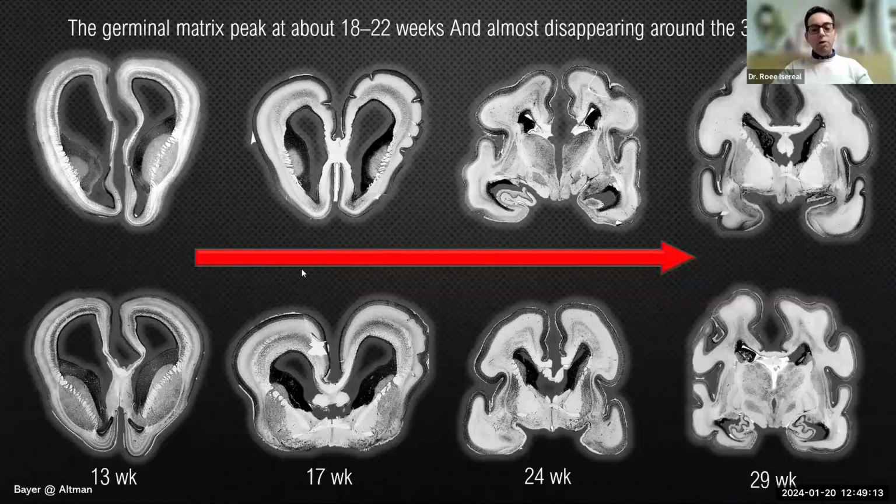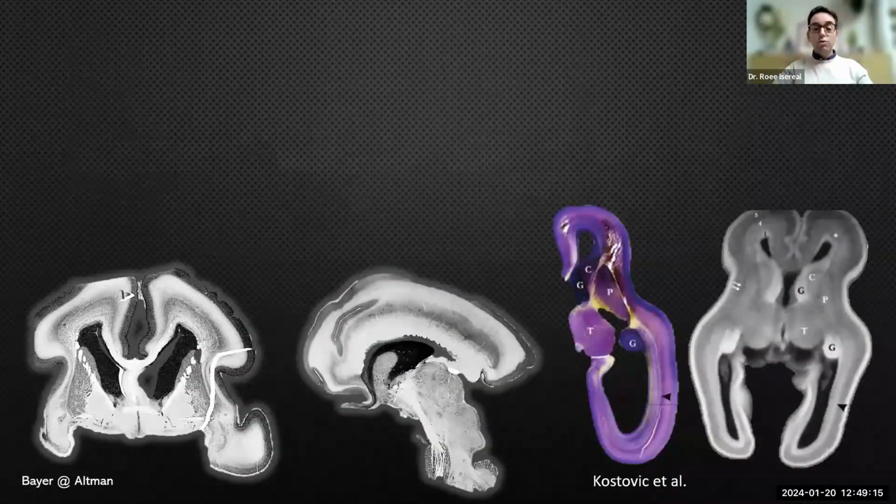Now, a very important point for us as people who are doing ultrasound to remember is that both on the histological staining and also on the MRI, and these are images from one of the fantastic papers by the group from Zagreb, by Kostovic, you can see that on the MRI, this is a post-mortem MRI, but also in vivo MRI, and the histological staining, you can clearly differentiate between the different basal ganglia, the putamen, the thalamus, and the head of the caudate, and differentiate this from the actual proliferating layer, the germinal matrix. You can see it here in the dark stain in the atlas by Bayer and Altman.